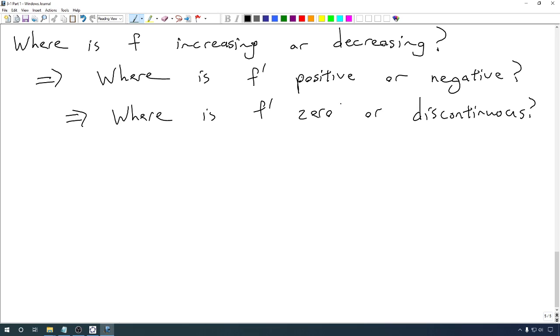Now, in the case of derivatives, they can't ever be discontinuous except when the derivative simply doesn't exist. There's no time when you have a derivative that exists at a point, but it's discontinuous. So instead of saying discontinuous, we can cross that out and just put does not exist. We're asking where is the derivative 0 or where does it not exist?